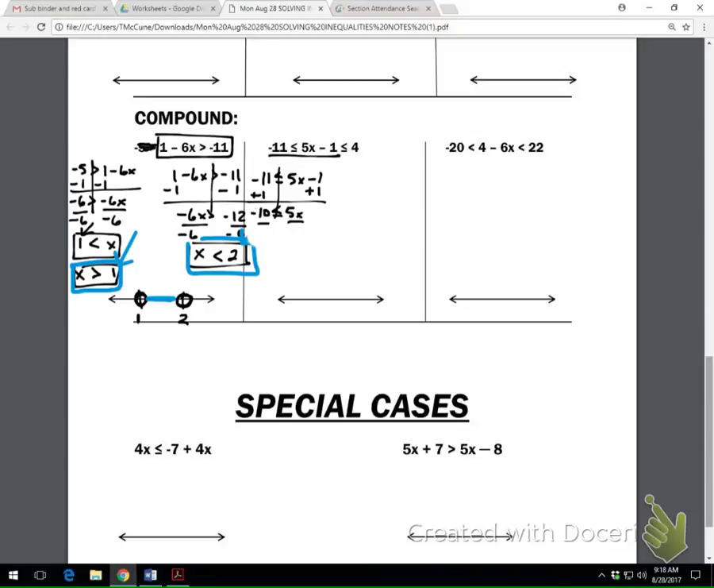Divide by 5. And so you get negative 2 less than or equal to x. I don't flip my sign, right? Because x wasn't negative. Now I'm going to take that whole thing and flip it. So look, I want the letter first. So it's going to be x is greater than or equal to negative 2.